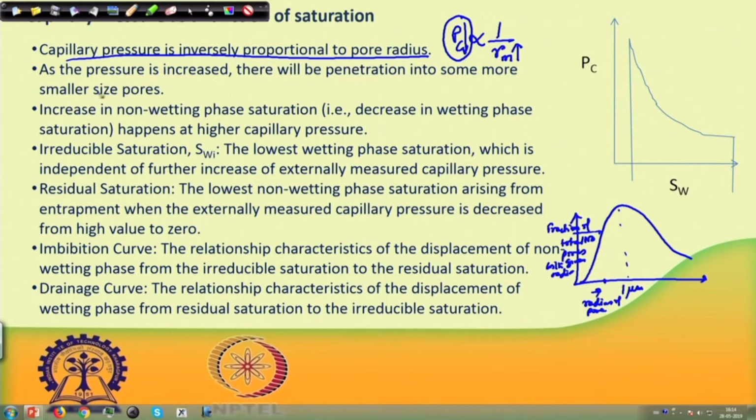That is why as the pressure is increased, there will be penetration, and first the largest pores will be penetrated, and then gradually, as the pressure is increased more and more, there would be penetration of non-wetting phase into some more smaller size pores. So, essentially what we see here is an increase in non-wetting phase saturation.